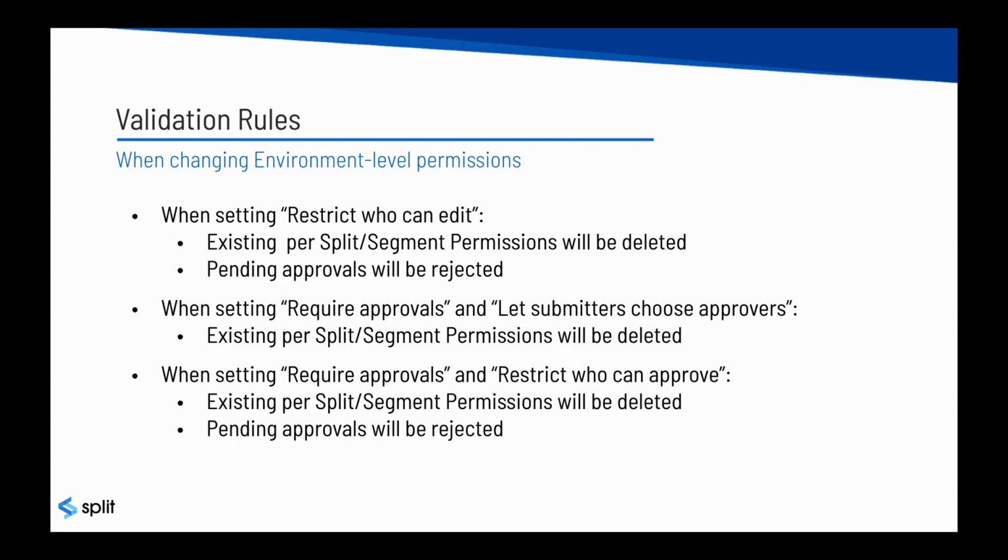If you're setting it to require approvals, let submitters choose approvals, existing per split segment permissions will be deleted. And when setting required approvals and restrict who can approve, again, existing per split segment permissions will be deleted, and all pending approvals will be rejected, so they'd have to be resubmitted. Just something for you to know.